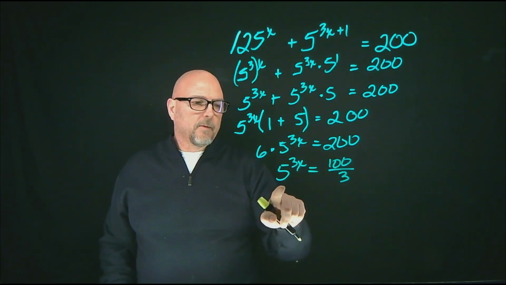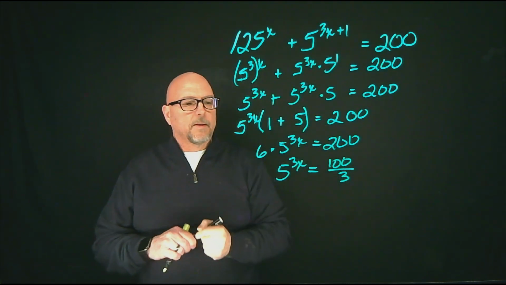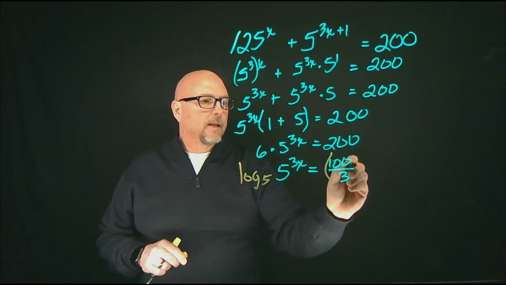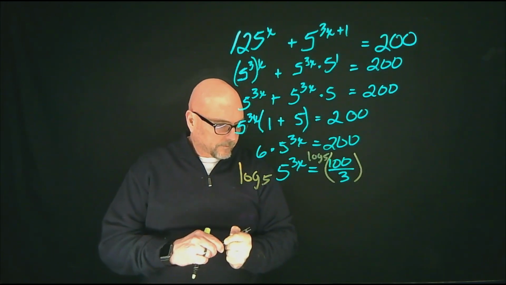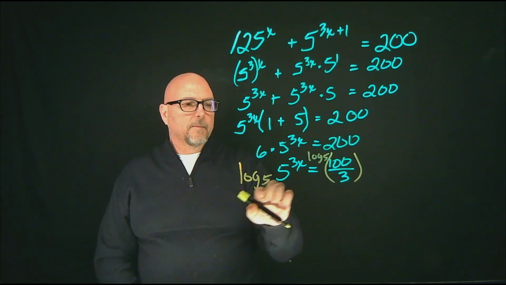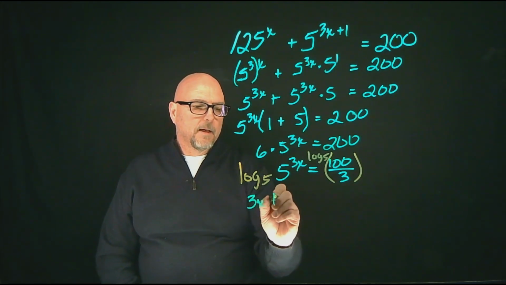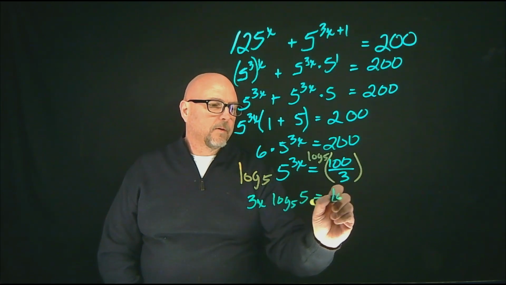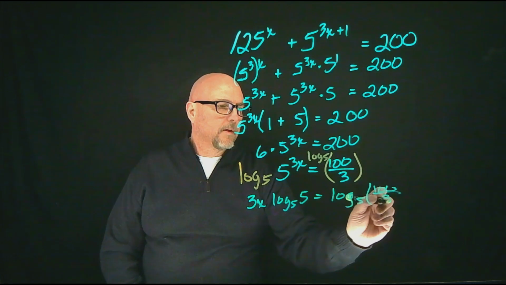So maybe a quick and easy way to deal with this is to recognize I have a base 5 here. So maybe I'll take the base 5 log of each side. So that would be log base 5, and then I would do a log base 5 over here. So what the logarithm does for us is it releases the exponent. So that ends up becoming 3x times the log base 5 of 5. And that's equal to the log base 5 of 100 thirds.